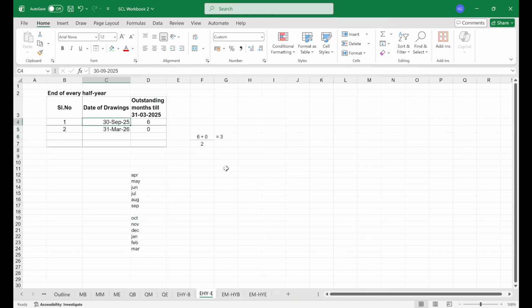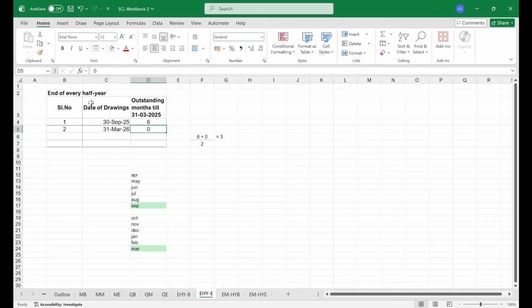Next, end of every half year period. End of every half year period, again, first half year is September and the second half year is March if they talk about the end. Therefore, from 30th September, outstanding months, 6 months. From 31st March, outstanding months is 0. Therefore, 6 plus 0 by 2, it is 3.